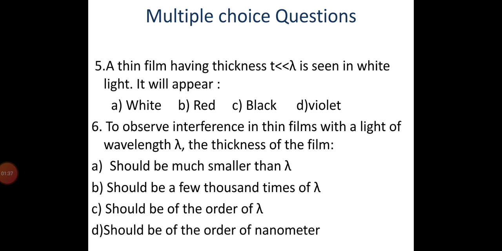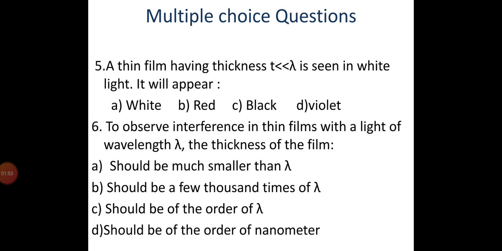The next question is, a thin film having thickness t very less than lambda is seen in the white light. It will appear white, red, black or violet. We choose the correct option for this question.